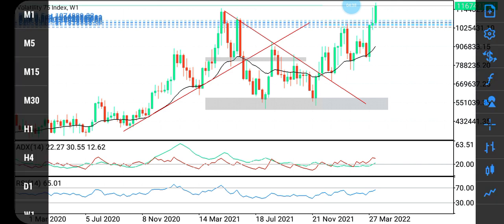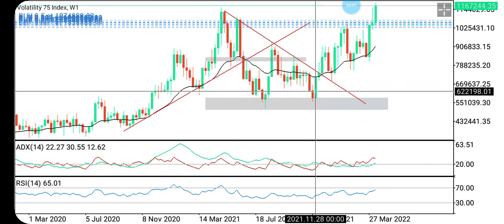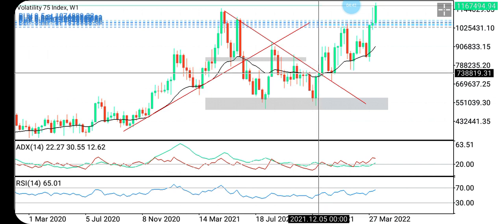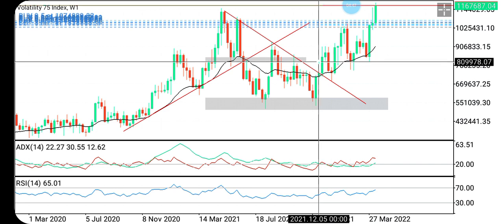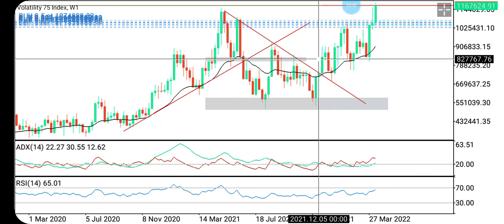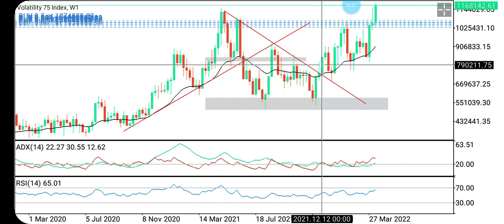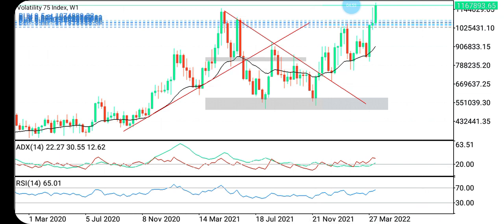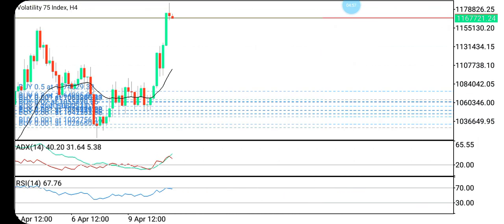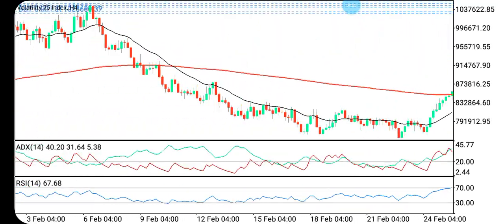Understand? Now this is the breakout. This is the breakout right here. You can see after this breakout, there's a rejection. You can see this rejection right here. This rejection. Now let's go to the 4 hour time frame to see what happened to that rejection there.